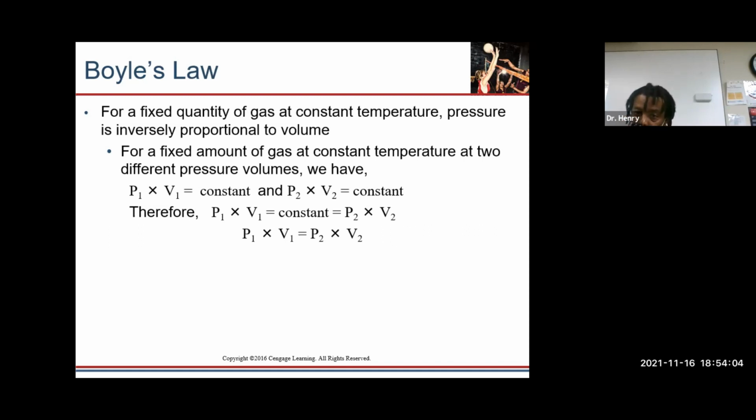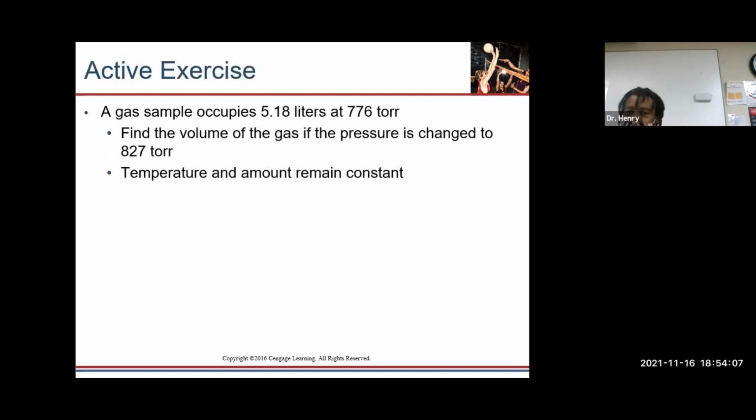Okay, so let me give you an example. A gas sample occupies 5.18 liters at 776 torr. Find the volume of the gas if the pressure is changed to 827 torr. Temperature and the amount remain constant. Okay, so the amount refers to the number of moles, right?